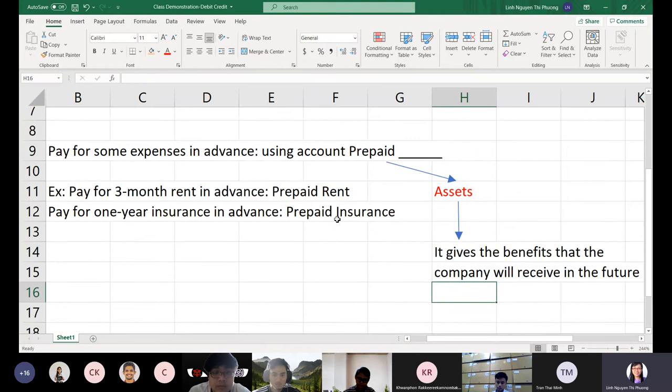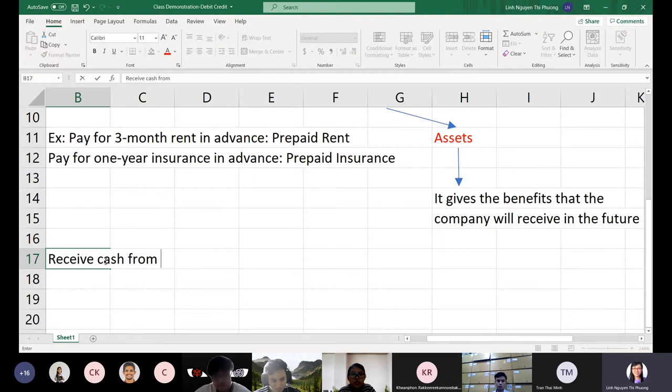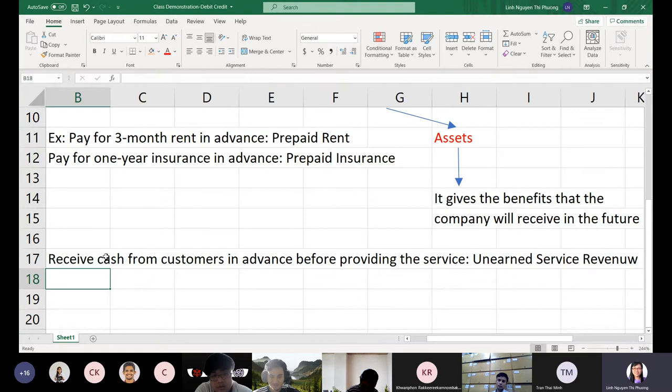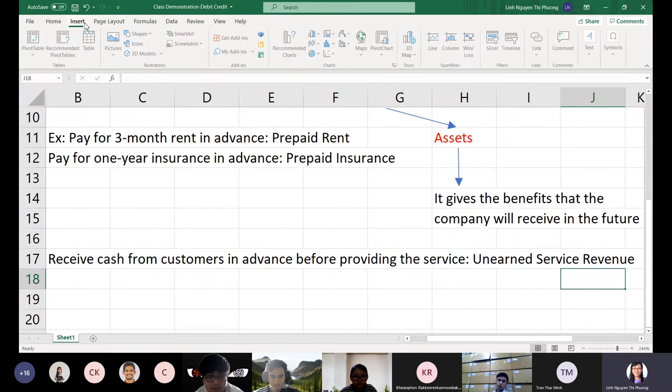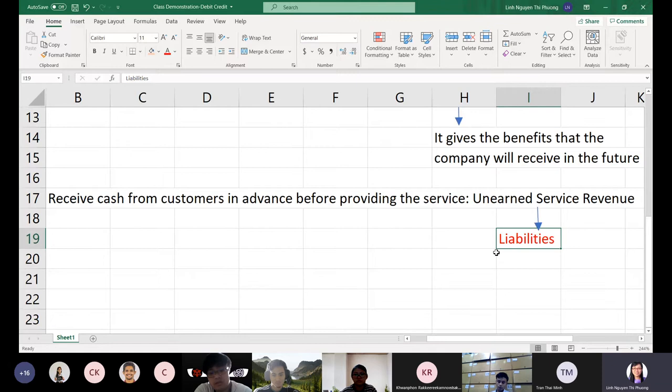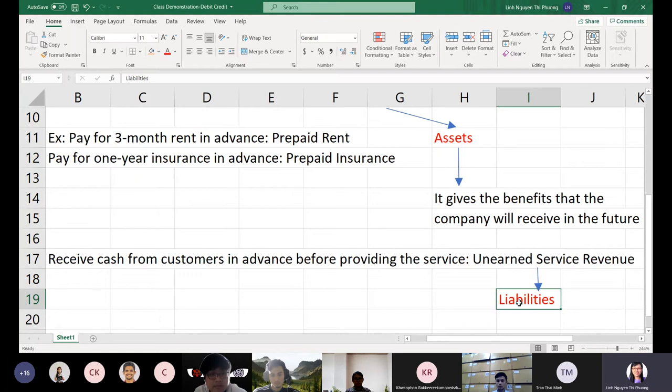It's different from unearned revenue. Unearned revenue means when you receive cash from a customer in advance, before you provide the service. We use the account unearned service revenue. And this is a what? Liability. Why is this a liability? Because we owe the customer a service. We already received the money, but we haven't provided any service to the customer yet. So we owe them in the future.